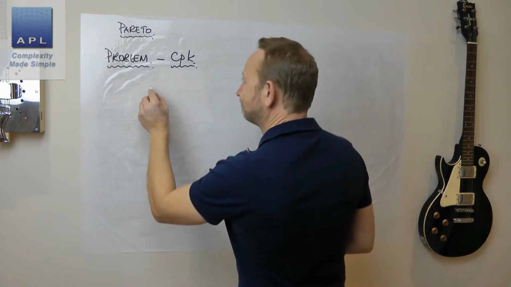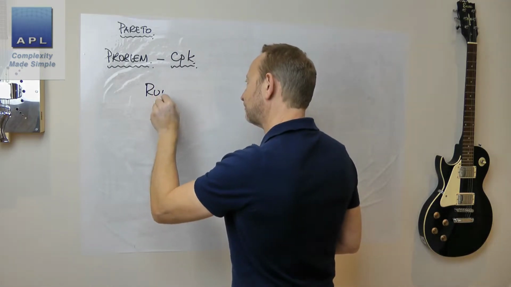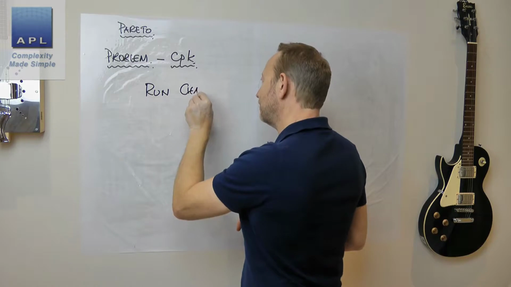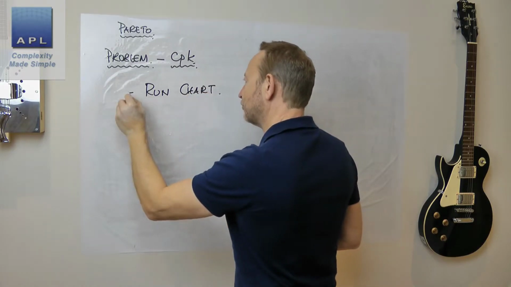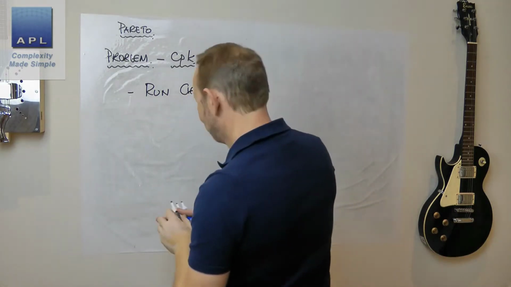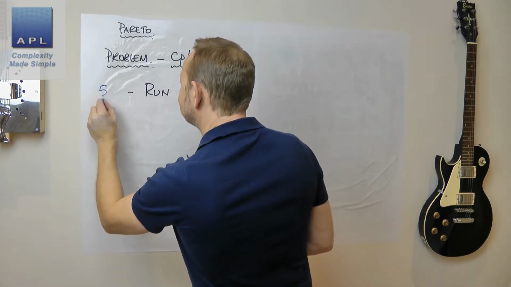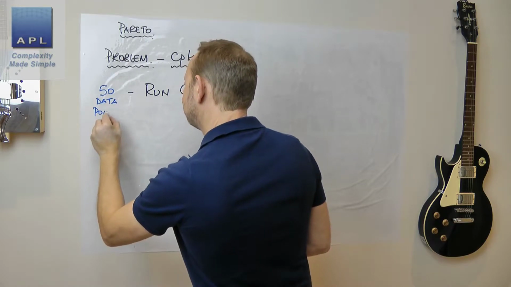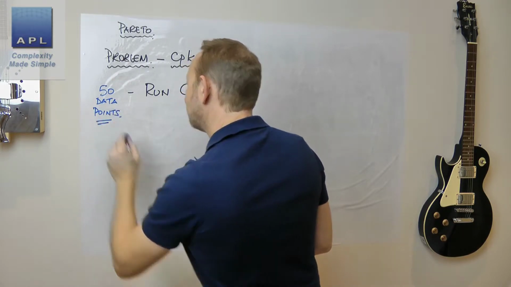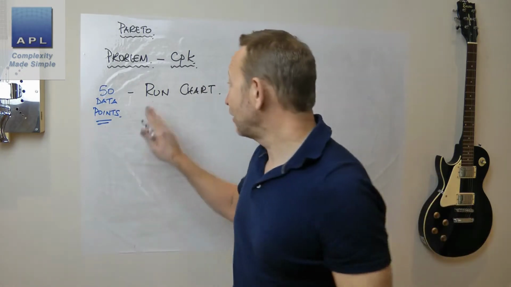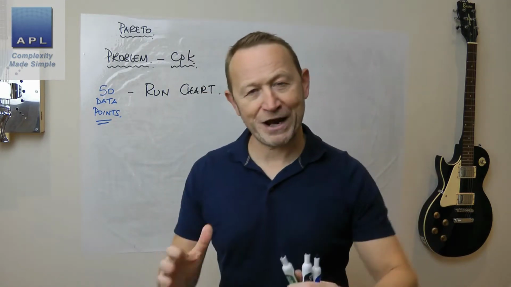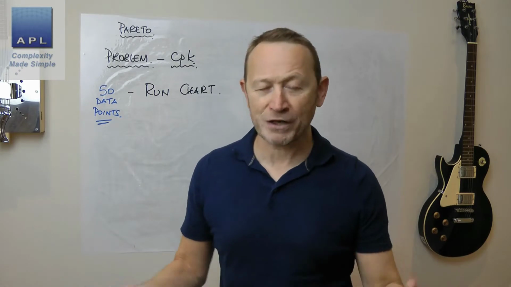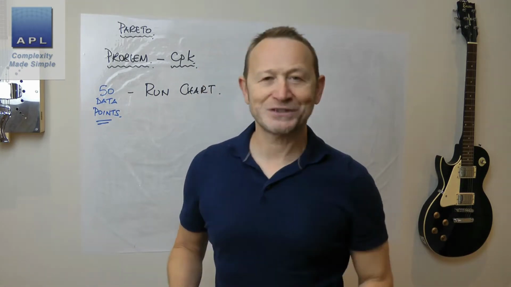Okay, let's start. First thing I'm going to do, I'm going to take some data from the process, at least 50 data points. And I'm going to start quality tool number 1. I'm going to do a run chart. I want to see if there's any trends or movement, anything that's wild about my process. What's the data telling me?